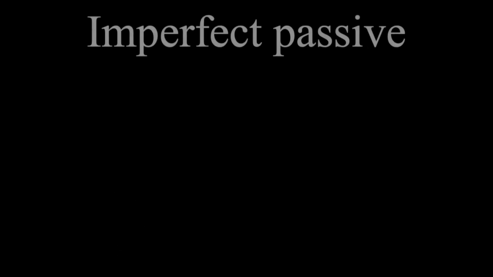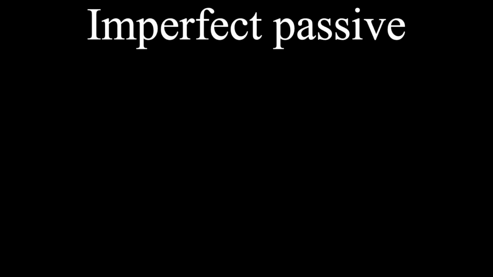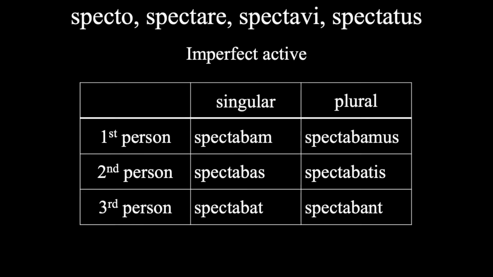Hello. In this video, we're going to learn about the imperfect passive. If you understand the present passive and the imperfect active, this should be pretty easy. Imperfect active verbs look like this. They have that telltale BA in the ending, very easy to identify.